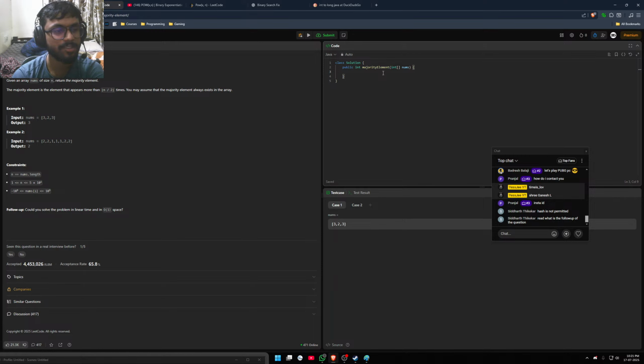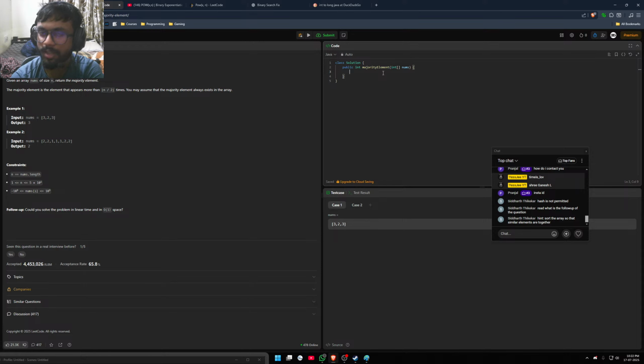Okay, got it, man. What would be a linear time solution? Should we sort it? Like sort it, and we can find the maximum occurring element. If we sort it, yeah. Sort the array. So sorting is the right way. Then let's do it. Okay, Arrays.sort(nums).